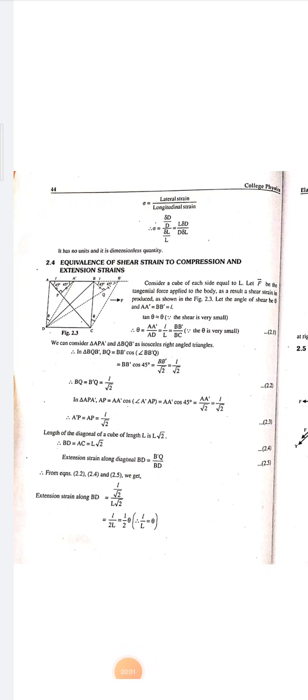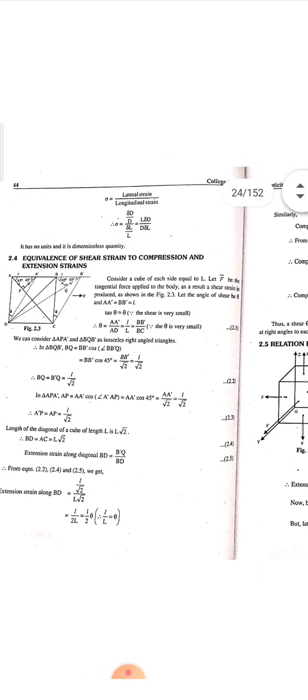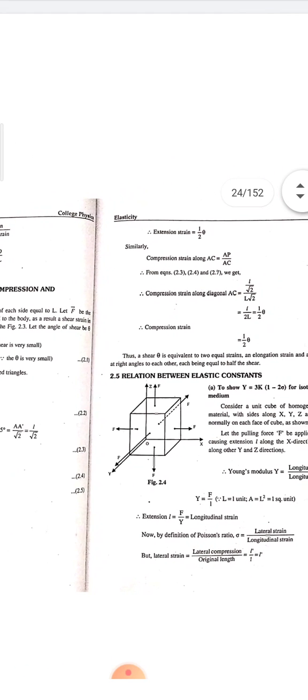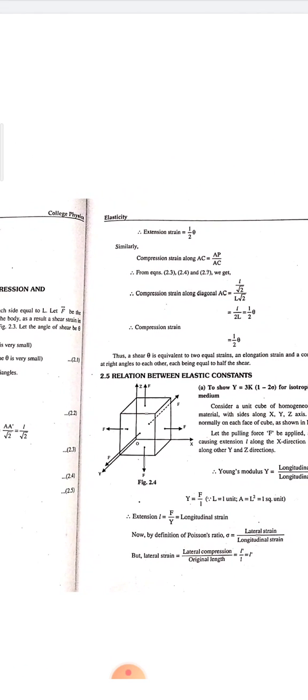Friends, we are going to discuss now the next part of Physics 1, Unit 1, Elasticity: equivalence of the shear strain to the compression and the extension strains. That you have to see directly. We are not going into detail of this particular thing. We are just fond of, or say we want, this particular MCQ question.